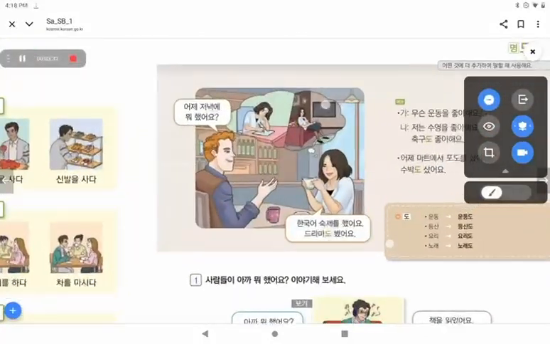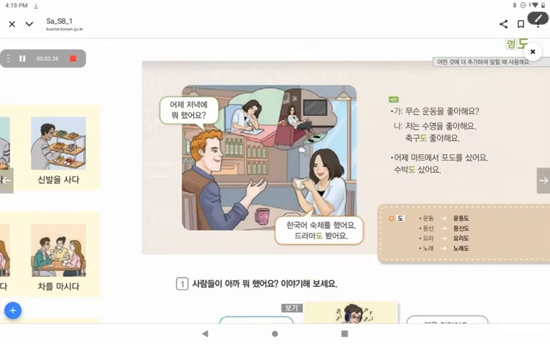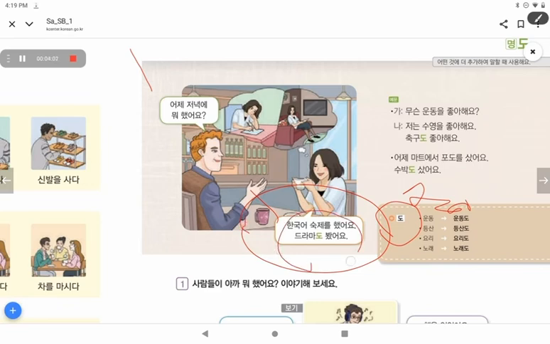Now the second grammatical part is 도. 도 means also. 어제 저녁에 뭐 했어요? What did you do last night? 한국어 숙제를 했어요. I did my Korean homework. 드라마도 봤어요. I also watched a drama. Also, when you are talking about something else, like you are doing two things and you are talking about another thing, you say 도.